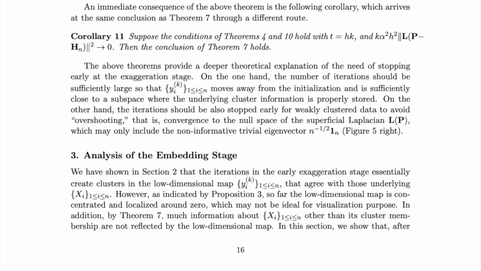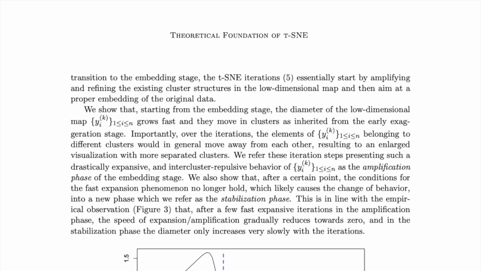In this section, we show that after transition to the embedding stage, the t-SNE iterations essentially start by amplifying and refining the existing cluster structures in the low-dimensional map and then aim at a proper embedding of the original data. We show that, starting from the embedding stage, the diameter of the low-dimensional map y_i^(k), 1 ≤ i ≤ n, grows fast, and they move in clusters as inherited from the early exaggeration stage.